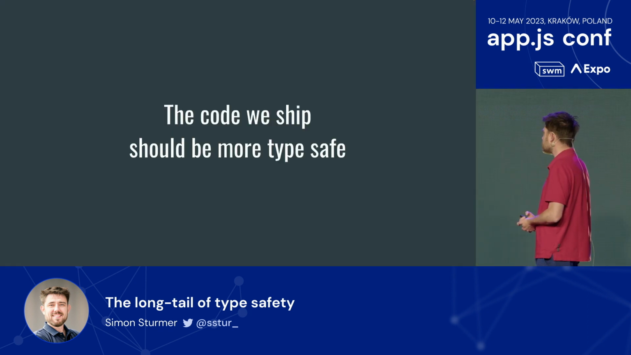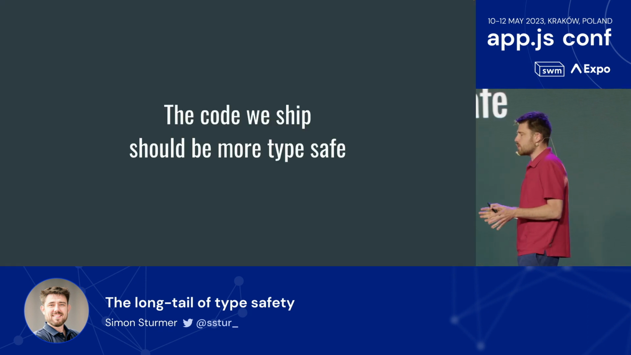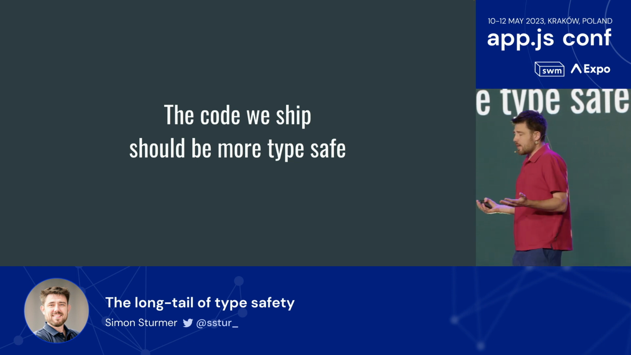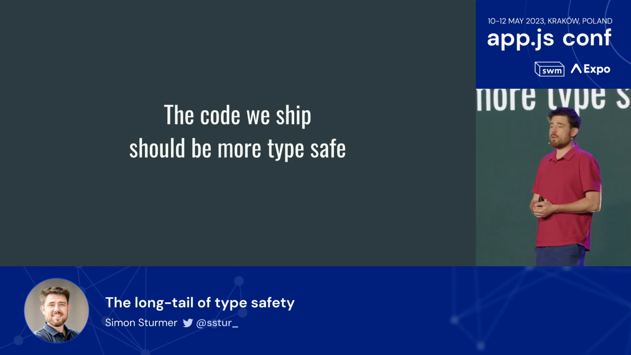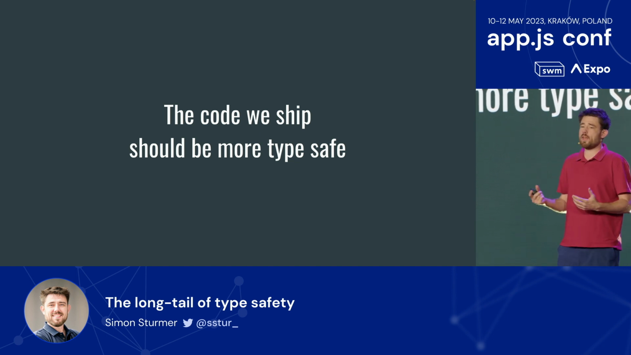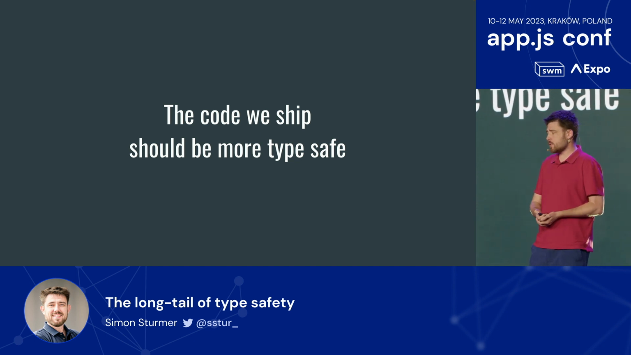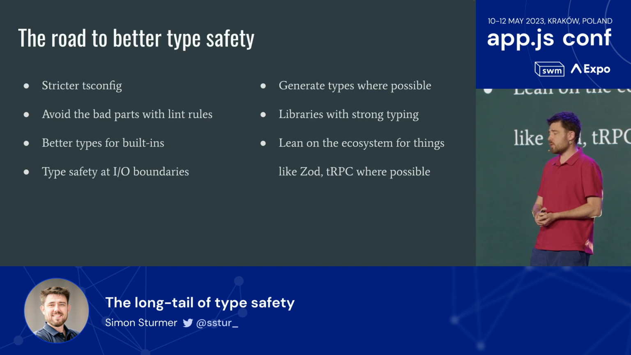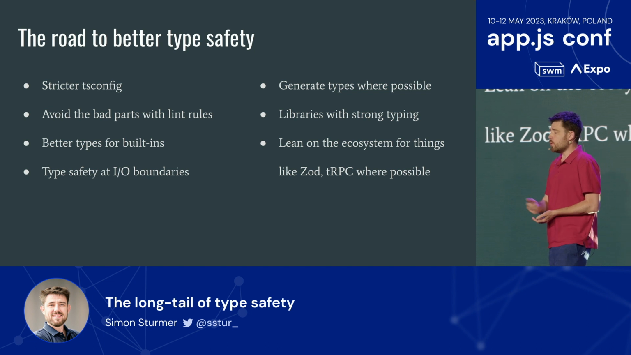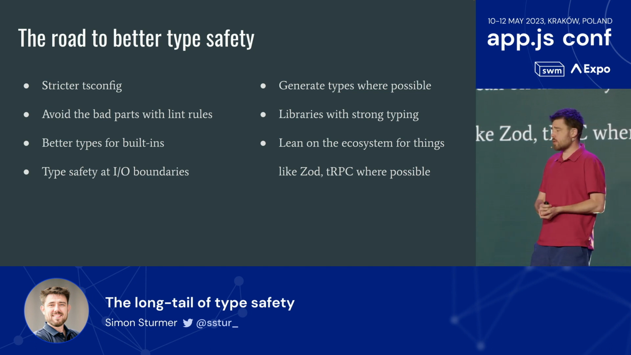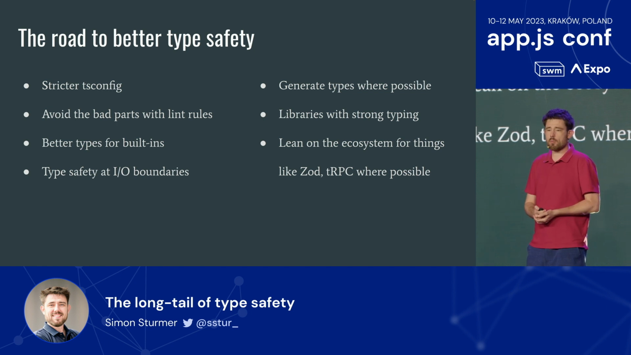So the code we ship should be more type safe. Maybe this goes without saying, but the long tail of type safety is handling all those edge cases, all the things that TypeScript doesn't give us out of the box. And some of those things are simple, like adding a line to your tsconfig, or generating some types using some package off of npm. But I think there's a lot of opportunity, especially around the I/O boundaries.